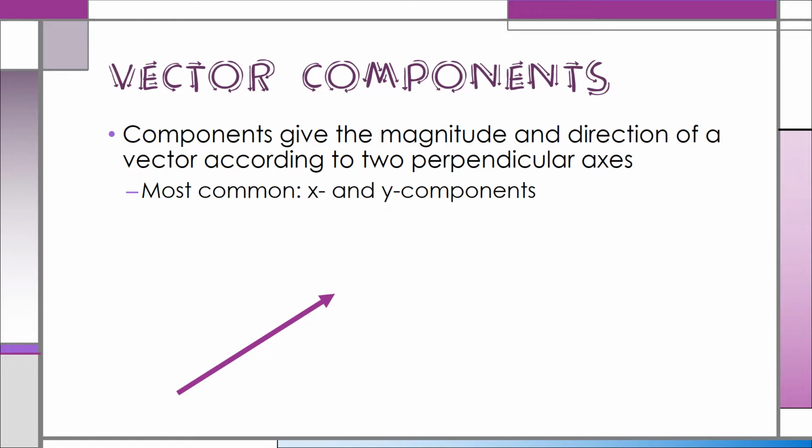One important skill that you need to have related to vectors is finding a vector's components. A component gives the magnitude and direction of a vector according to two perpendicular axes. The most common components that we'll find will be x and y components of vectors. Let's look at an example of exactly what that means. So here's our vector here. And here's an x and y axis drawn at the tail end or base of our vector.